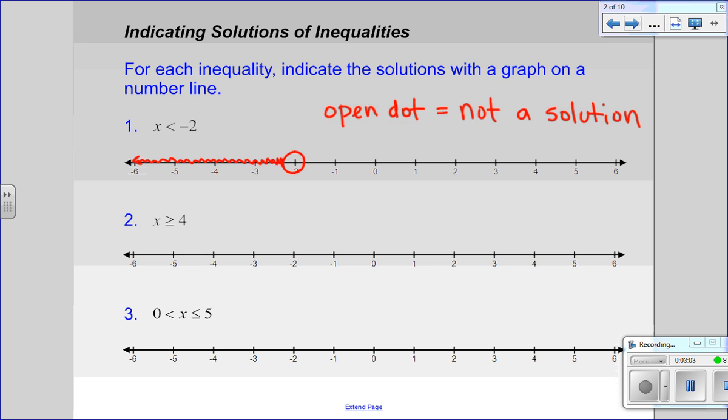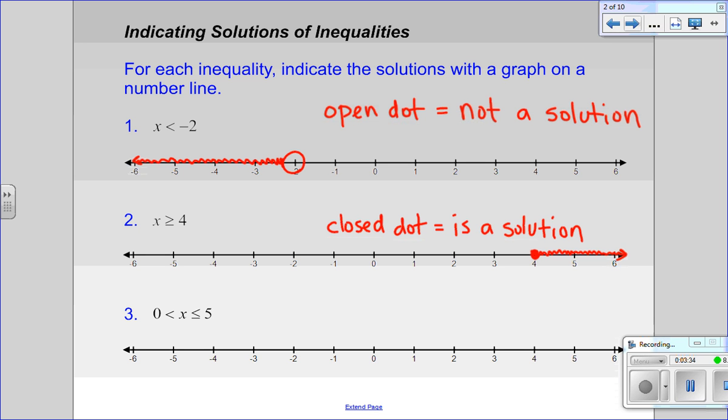To graph x is greater than or equal to 4, we begin by putting this time a closed dot at 4, and then shading all of the solutions, which would be our values greater than 4 on our number line. And note that we use a closed dot because 4 is a solution to the inequality.